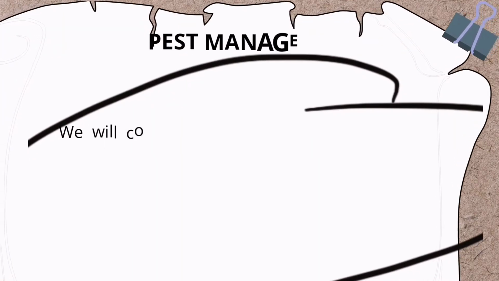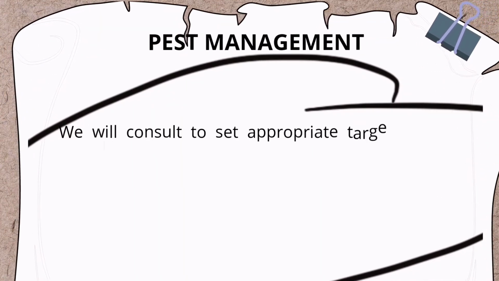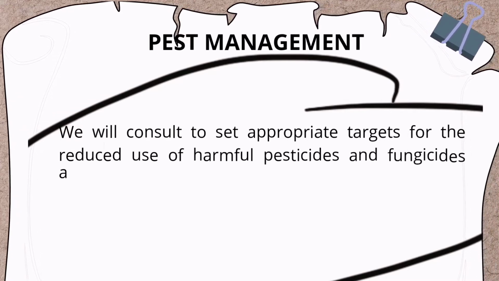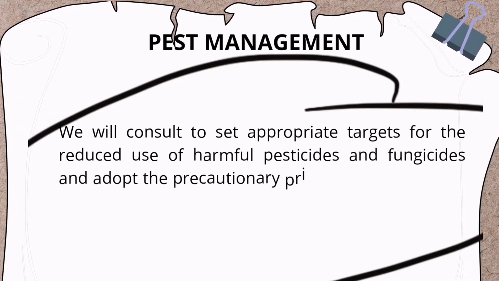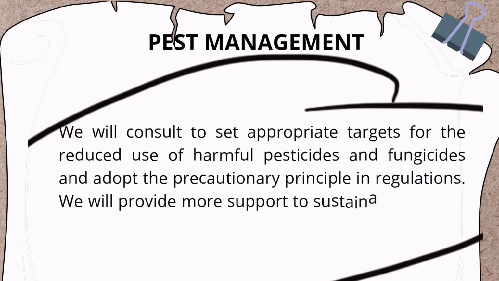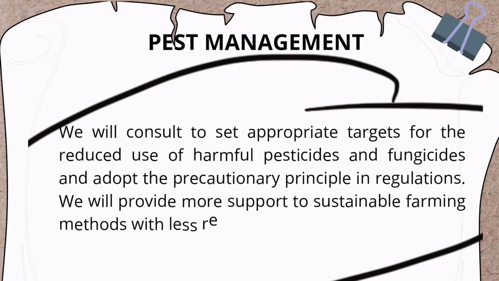The assertion of the manifesto is, we will consult to set appropriate targets for the reduced use of harmful pesticides and fungicides, and adopt the precautionary principle in regulations. We will provide more support to sustainable farming methods with less reliance on chemicals. How about the statements that show the current issue or concern?